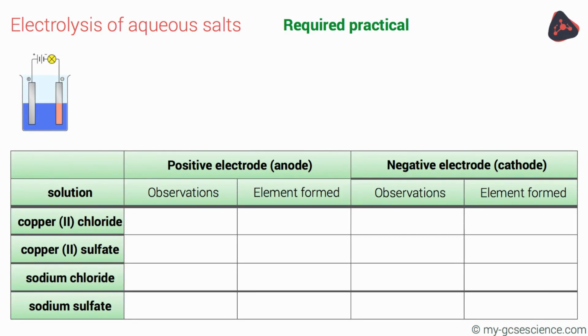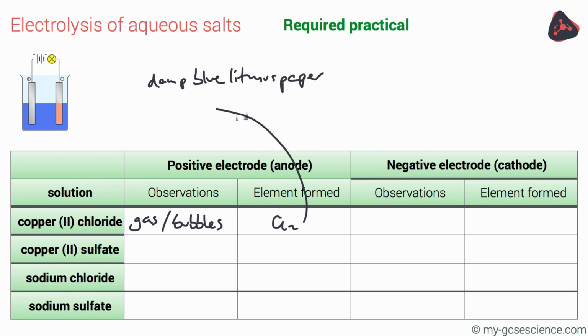So for the copper chloride, we're going to have a gas produced which will look like bubbles. This is because the chloride ion is attracted to the positive electrode and forms chlorine gas. We can test this using damp blue litmus paper. Can you remember what happens to it? It bleaches, which means it turns white.